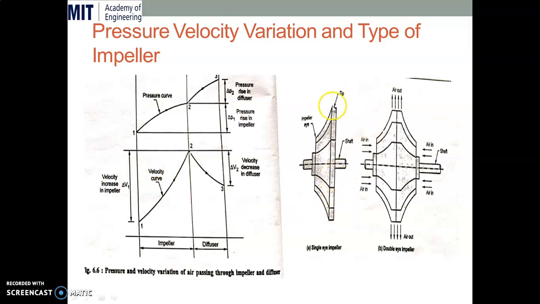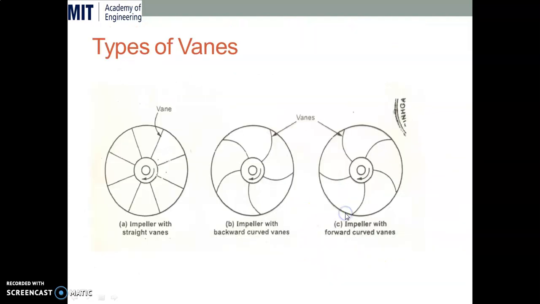Compressors generally come in two configurations. We can use a single eye impeller or a double eye impeller. In a single eye impeller there is an entry on only one side, but in a double eye impeller we can get air entry from both sides, and we get the compressed air on both sides also. The advantage of the double eye impeller is that we can have balanced axial forces. Generally we can use either the single eye impeller or the double eye impeller.